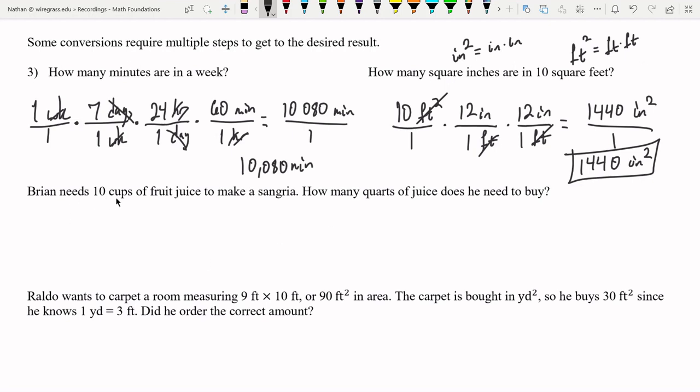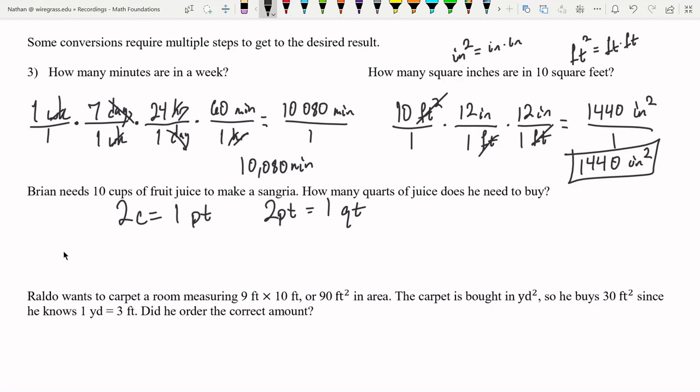Okay, Brian needs 10 cups of fruit juice to make a sangria. How many quarts of juice does he need to buy? So I know there are 2 cups to a pint, and there are 2 pints to a quart. And so what I can do is I can string together these 2 unity fractions to get there.